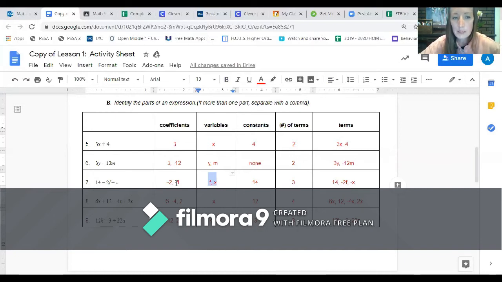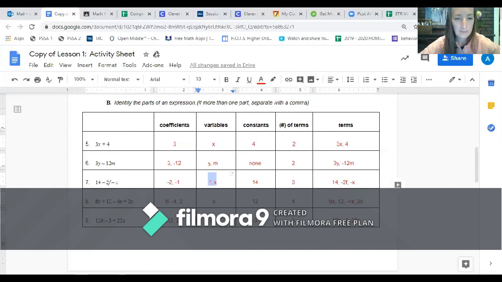A lot of us miss that there's a coefficient in front of the x because there's no number written there. It didn't jump out to us to label a coefficient that didn't seem to be there. But we remember from last year that if there is no number there, that means there's one of something. So plain old x is really 1x, or minus x is really minus 1x. So the coefficient for that variable, because there has to be one, is a -1. Our constants: 14. 3 terms total: 14, -2f, and -x, okay?